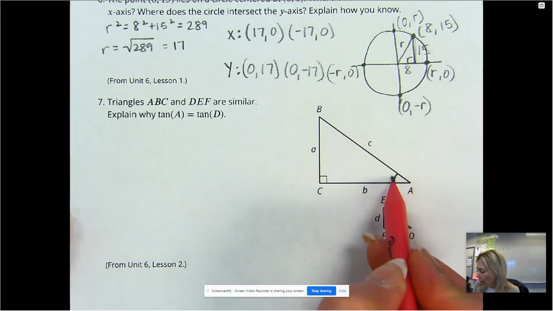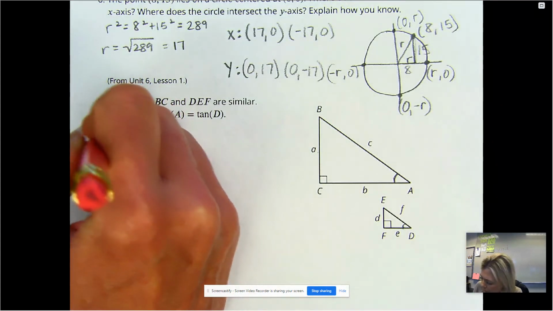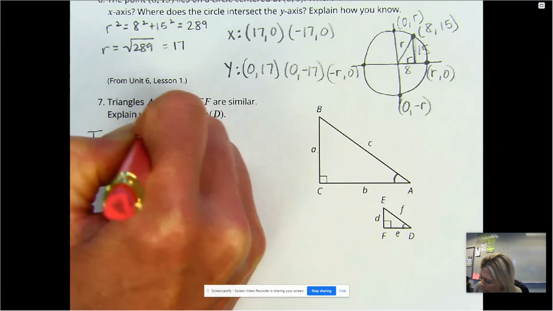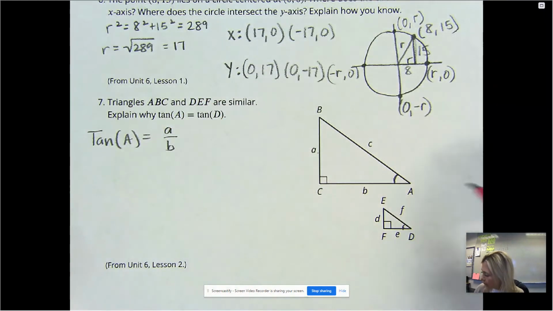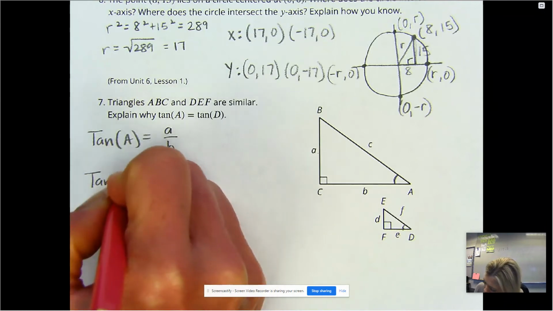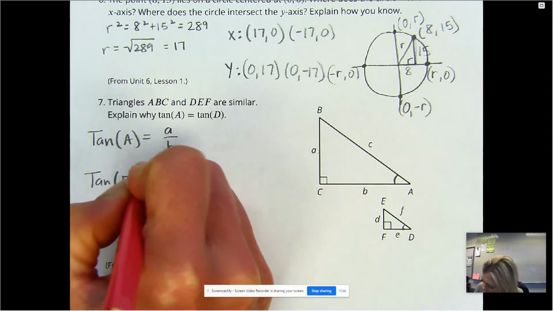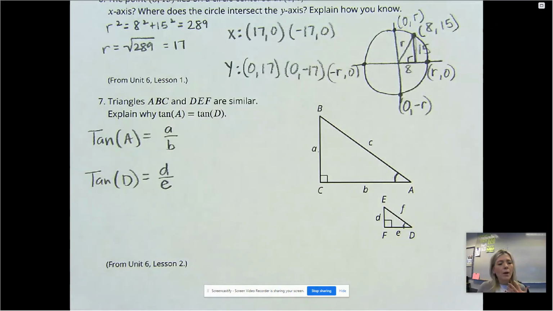So thinking about angle A, tangent is opposite over adjacent. So the tangent of angle A is equal to a over b, and then the tangent of angle D, opposite over adjacent, is equal to d over e. And I think about, well, what does it mean to have similar triangles? It means that the sides of the triangle have been scaled by a factor.